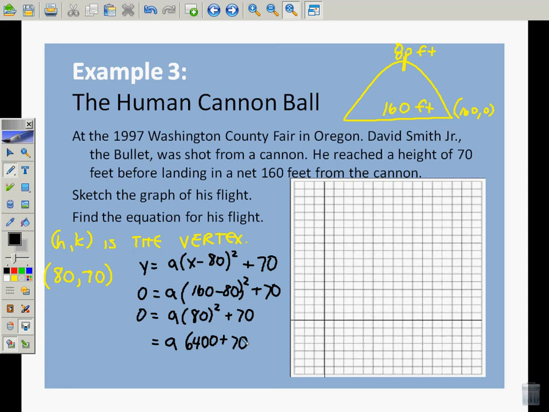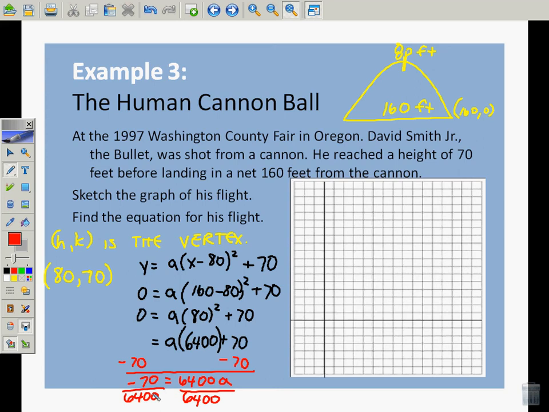So 6400A plus 70. And we're going to go ahead and say that when we do this, we're finding out exactly what we want. Because if this is 6400 times A, then we can solve just like we would a regular algebra equation. So we're going to subtract 70. So we've got negative 70 is equal to 6400A. So we divide by 6400 on both sides. So A is going to be equal to negative 70 over 6400.